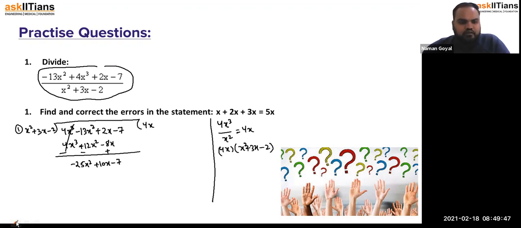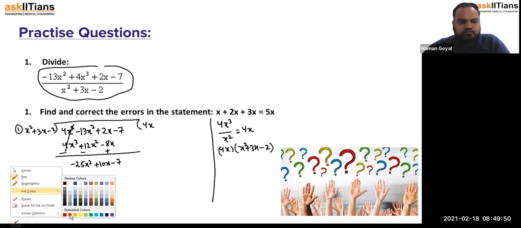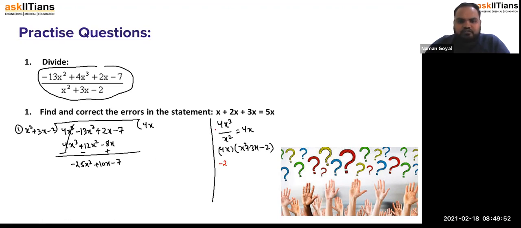Now what we have to do, we have to divide minus 25x square by x square. How much we got? Minus 25, right? Now minus 25 comes here, minus 25 is going to be multiplied with x square, it will give minus 25x square. Now minus 25 into 3 is minus 75x, and minus 25 into minus 2 is what? Plus 50.